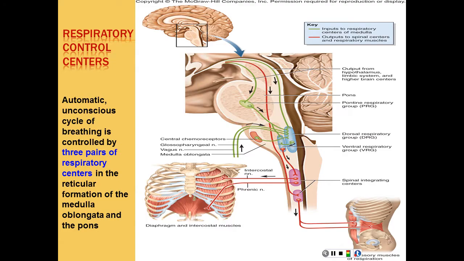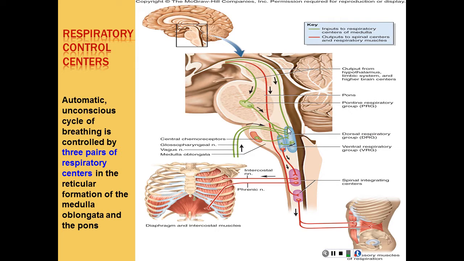Okay, so let's get on to our DRG, our dorsal respiratory group. So here is our dorsal respiratory group. It's another web of neurons that extends for much of the length of the medulla between the VRG and the central canal of the brainstem. The DRG is apparently an integrating center that's going to receive input from several sources. So you see it's receiving several sources here.